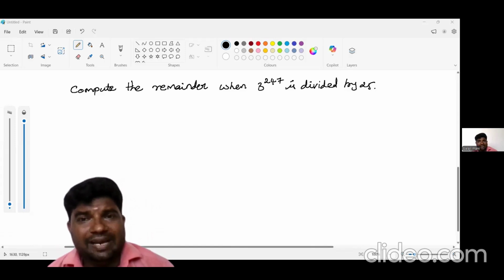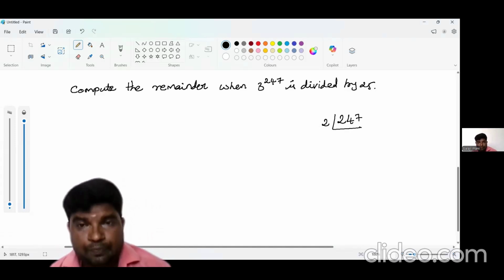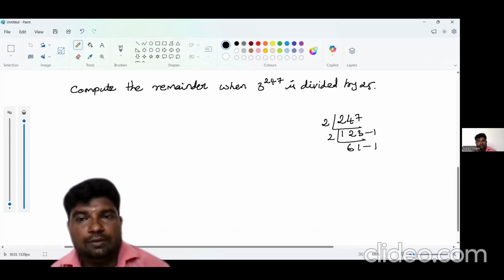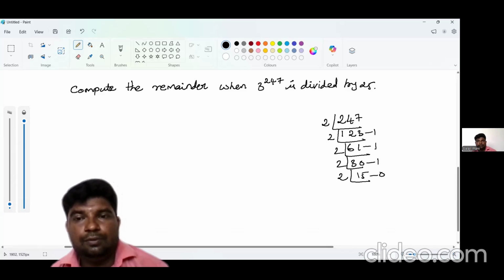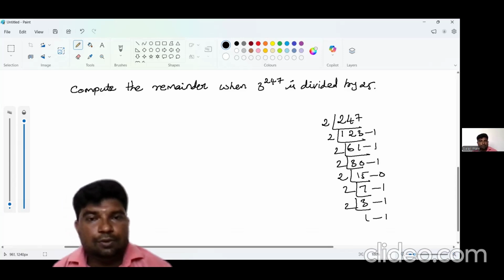So now, for any power given in the problem, the power's value can be expressed in binary. So 247 can be expressed in binary, by dividing repeatedly by 2 and noting the remainders.